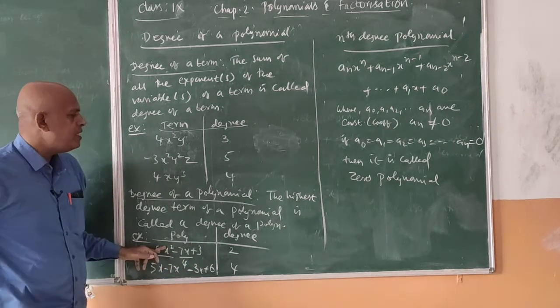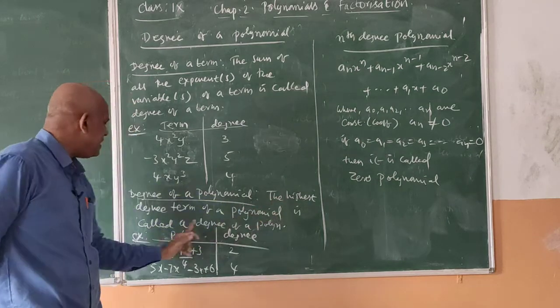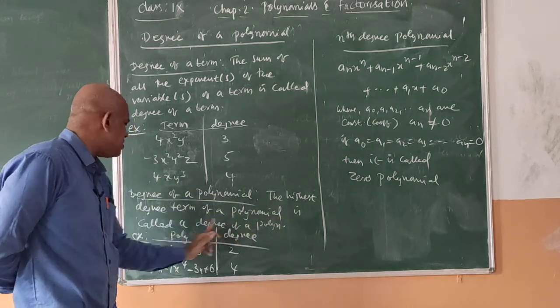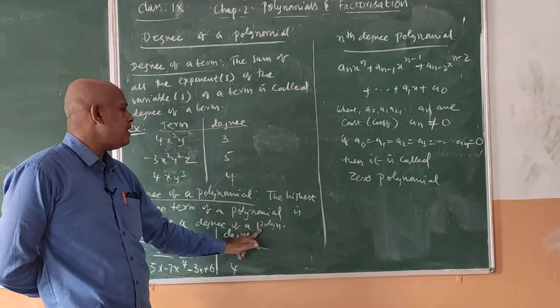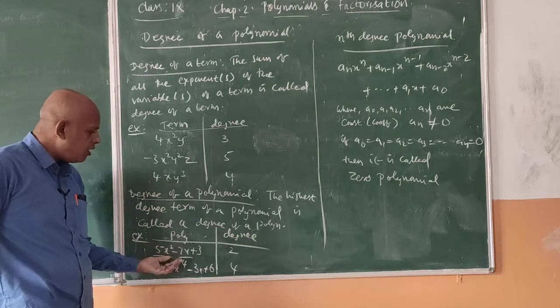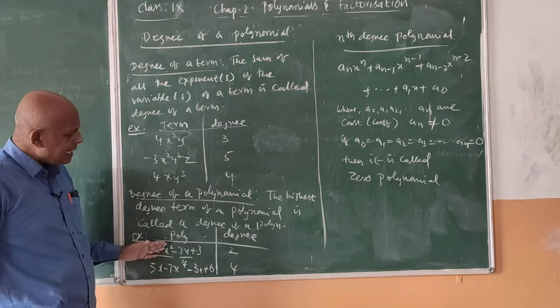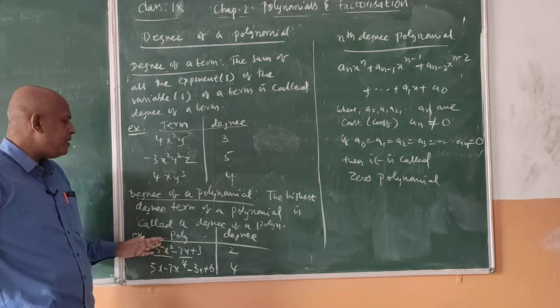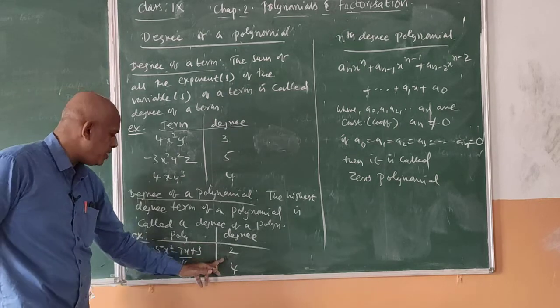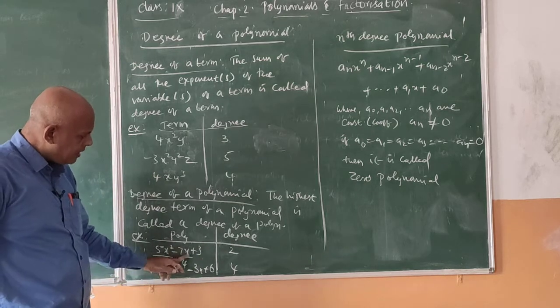Highest degree term. That's why I have written your definition. The highest degree term of a polynomial is called the degree of a polynomial. In a polynomial, among all the given terms of the polynomial, the term which contains the highest degree becomes the degree of the polynomial. Here 3 terms are there.